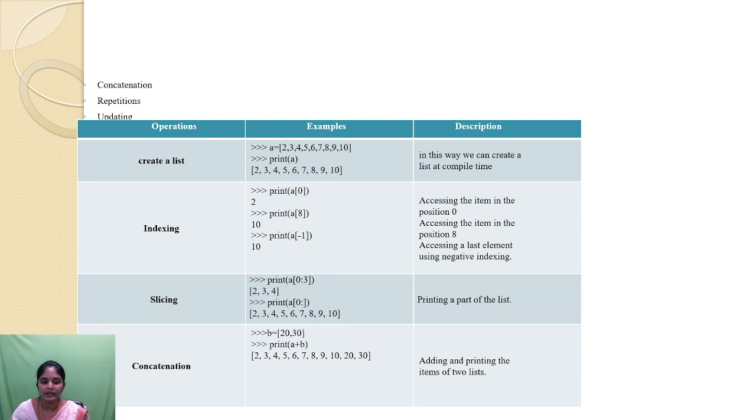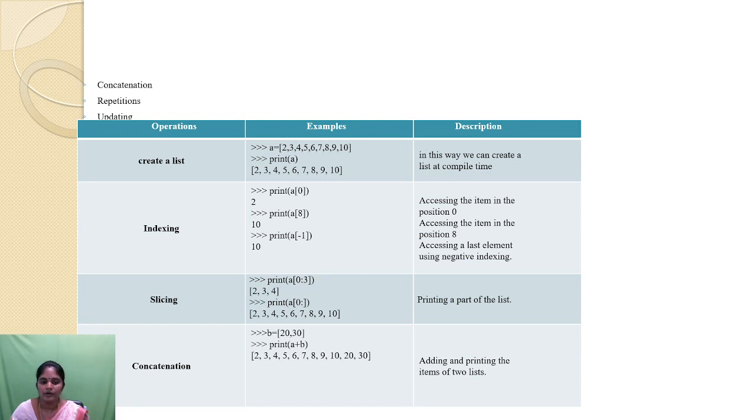First, how to create a list. Here I declare A as a variable. In that I can list some number of elements: 2, 3, 4, 5, 6, 7, 8, 9, 10. The list of elements has to be separated by commas and enclosed in square brackets. Likewise, we are creating a list.